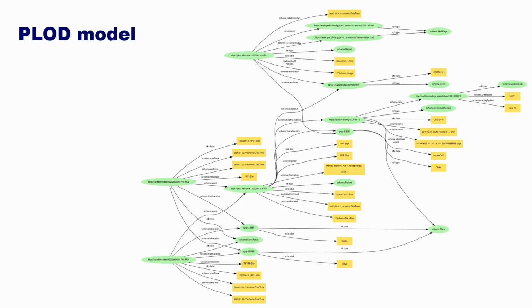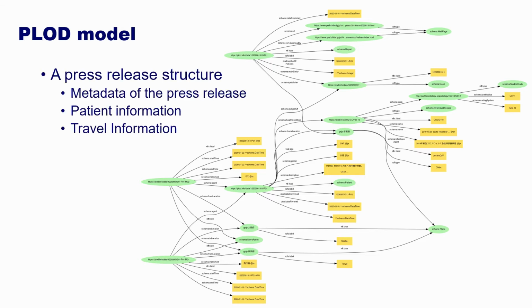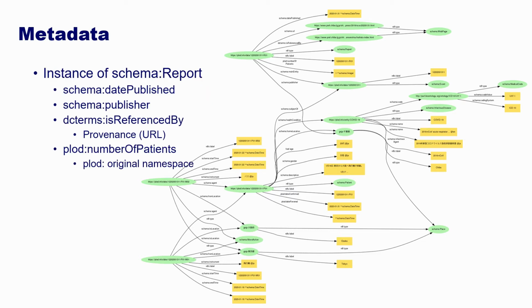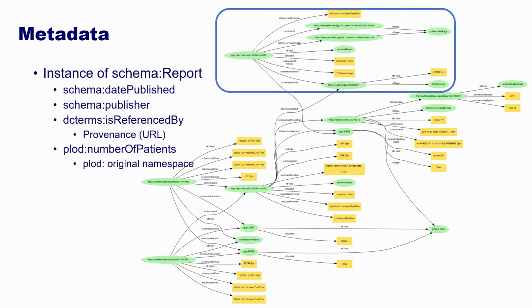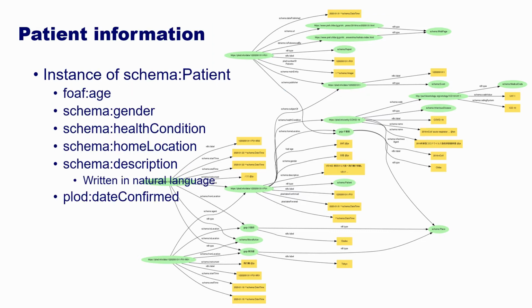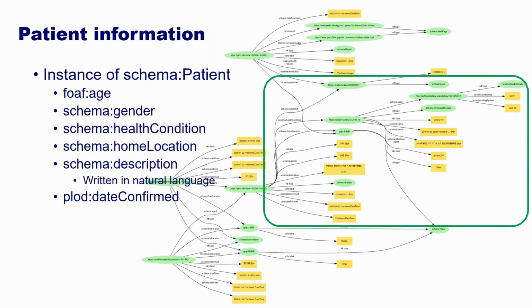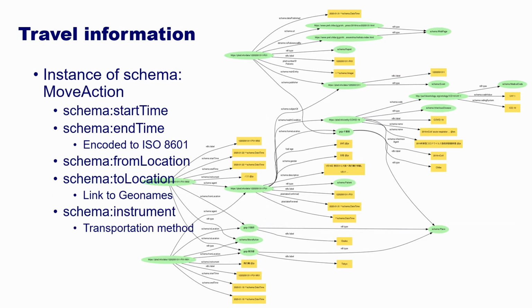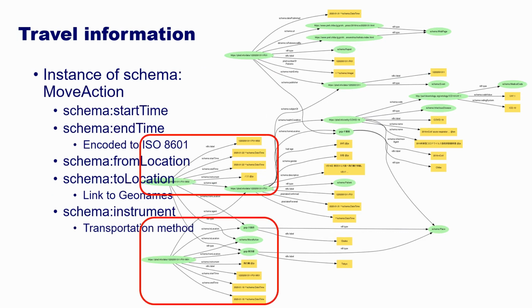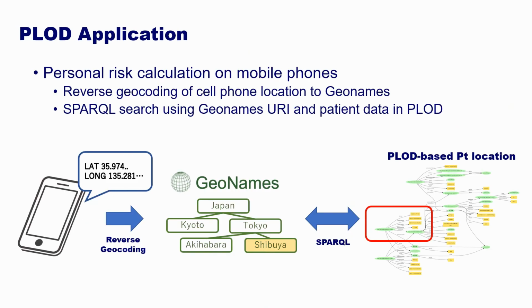Overview. The patient locational open data, PLOD, comprises 3 components: metadata, patient information, and travel information. Metadata. The metadata defines the structure of a patient report and provides its metadata. Patient information. The patient information is used to describe the patient, and because of this information, PLOD can accommodate various infectious agents aside from COVID-19. Travel information. The travel information is designed to allow flexible description of patient trips, for commuting for work and for shopping, etc.